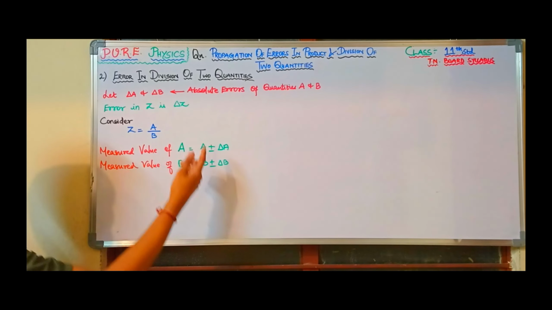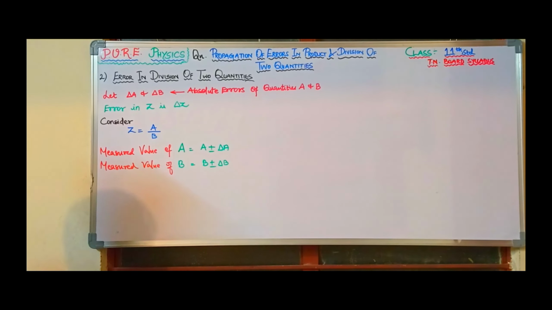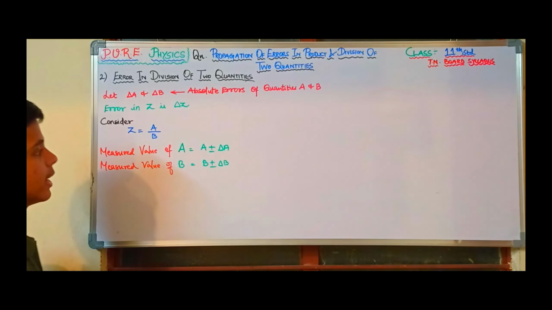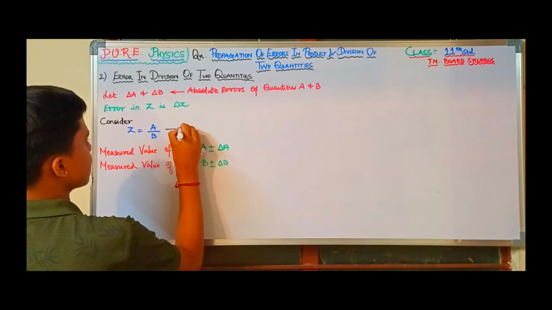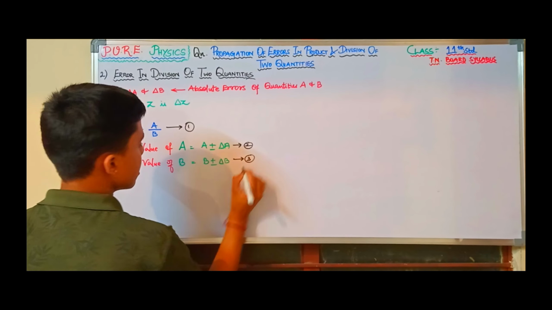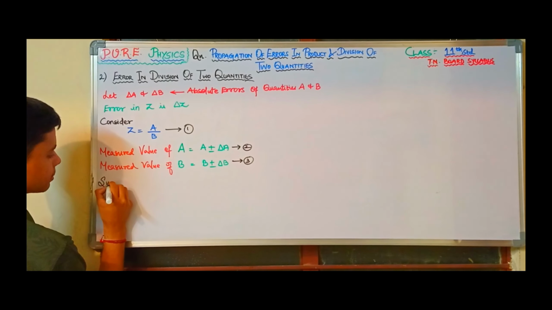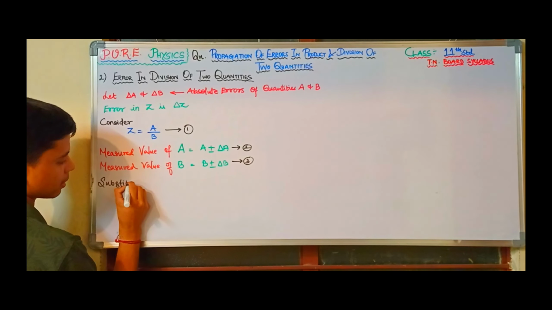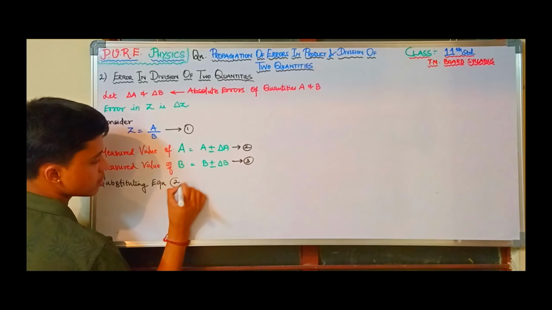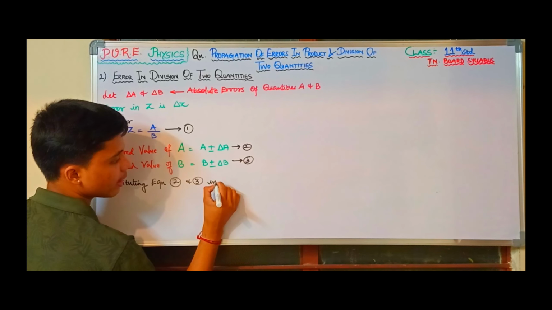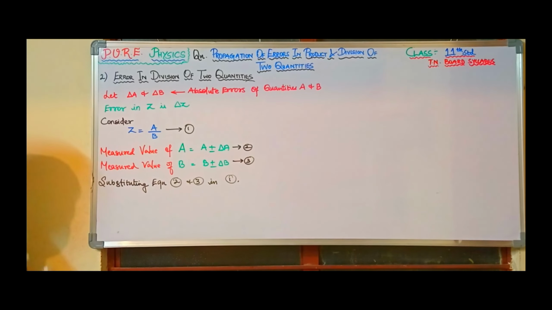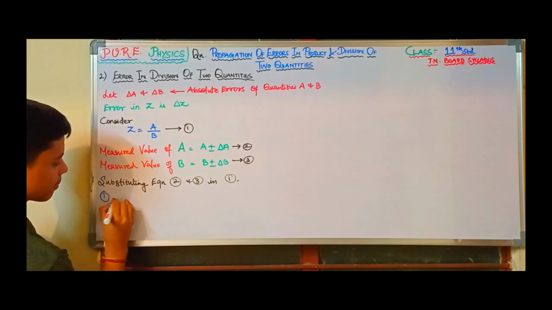So the measured value of A is obviously A plus or minus delta A, and the measured value of B is equal to B plus or minus delta B. Now I'm going to substitute. I'm going to take this equation as equation number 1, this as equation number 2, and this as equation number 3. Substituting equations 2 and 3 in equation 1, my equation 1 will become as follows.